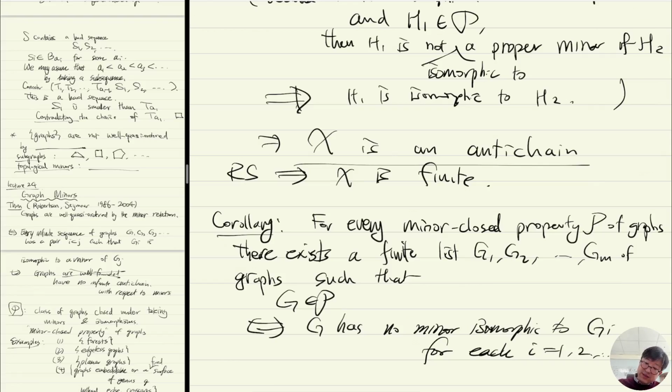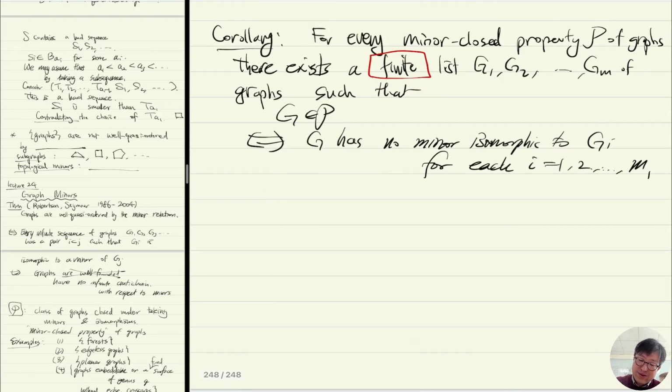So the important thing is this is finite, right? If I replace this minor-closed property by a topological-minor-closed property, then you still get a list, but this list is going to be infinite depending on the property. So only the minor property has this nice characterization. So why is this interesting? Probably I mentioned it already.